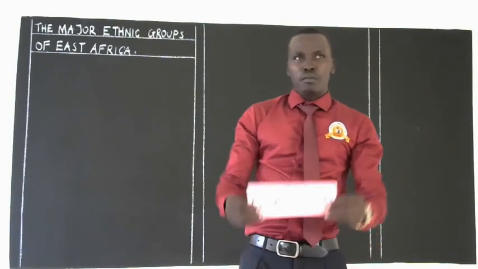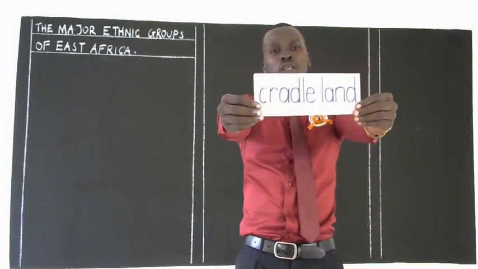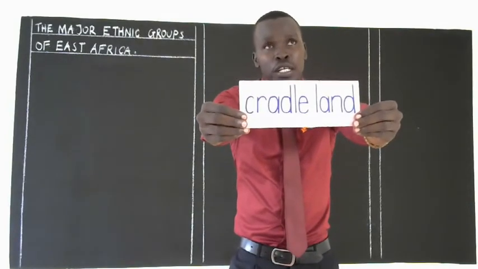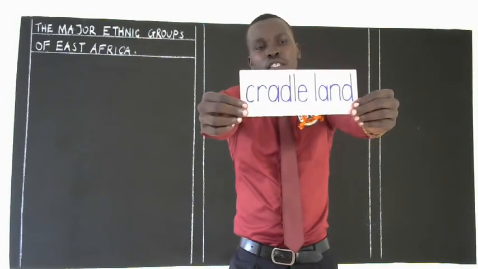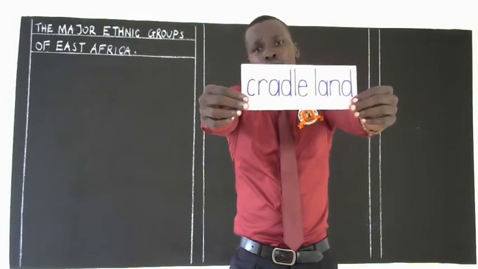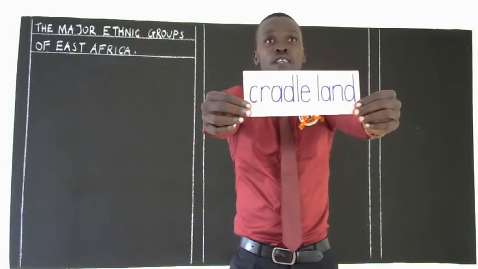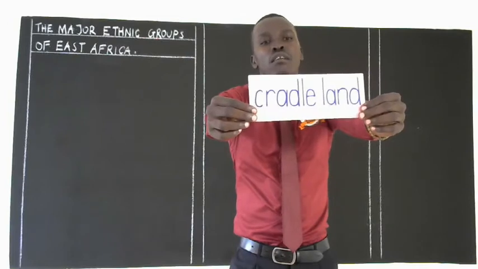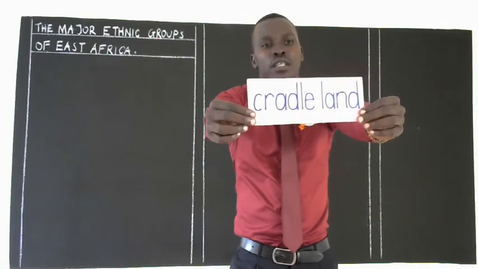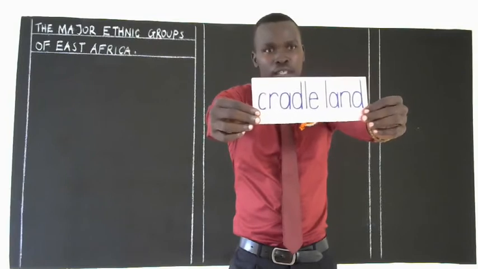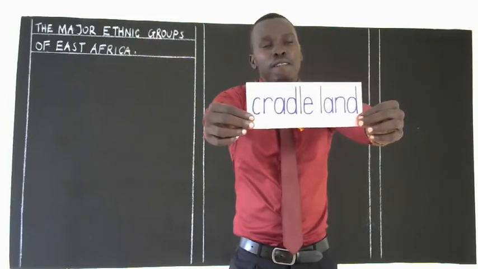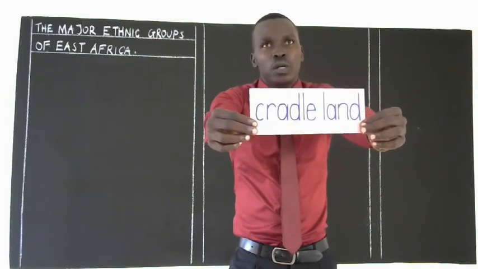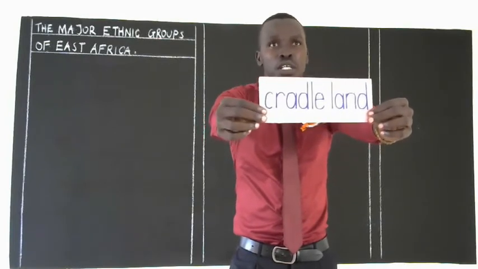Another word we shall be meeting in our discussion or in our learning will be cradle land. These are two separate words. Let's spell C R A D L E. That is for cradle. L A N D, that is for land. So the whole word is cradle land. Can I say cradle land?